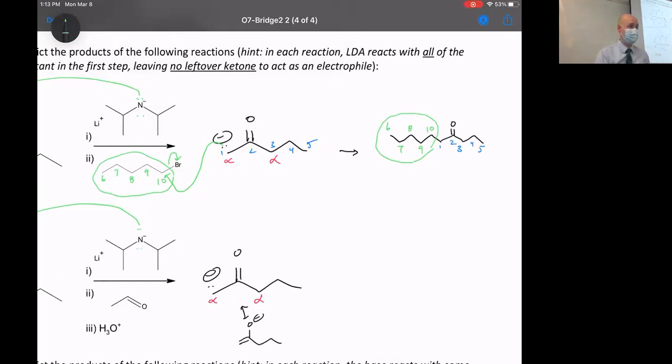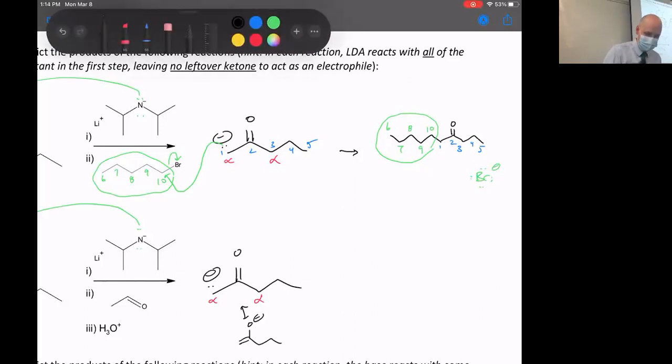And there is no bromine left over. The bromine is not attached anymore. The whole point of the bromine was to be a leaving group, which is what made that carbon an electrophile in the first place. You kicked it off. So sure, Br minus is sitting around here somewhere, but it's not attached anymore to anything. All right, so that's a reaction from Friday. Any questions on that one?